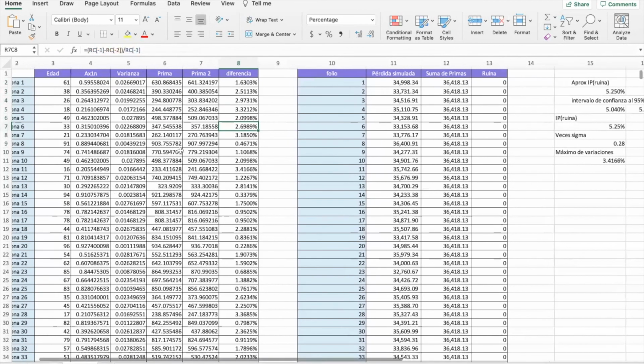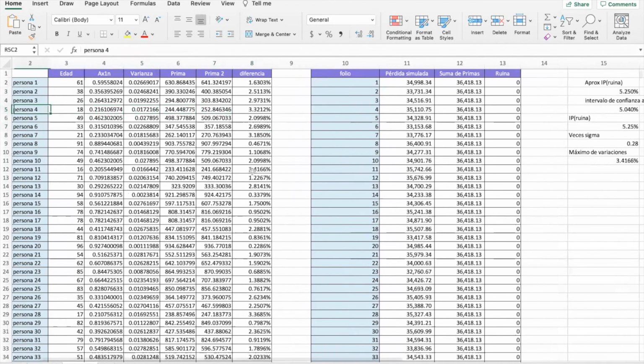And looking at the ages of these higher rates or higher variations, we can see that the people with 20 years, 26 years, 38 years, 49 years are the people with higher variations. That means they are the people that pay more for premium for this insurance.